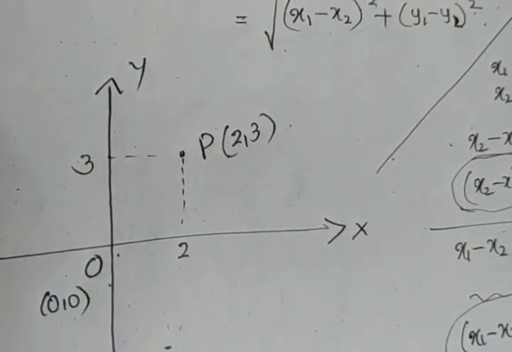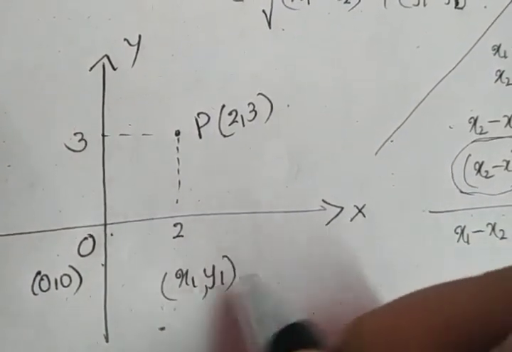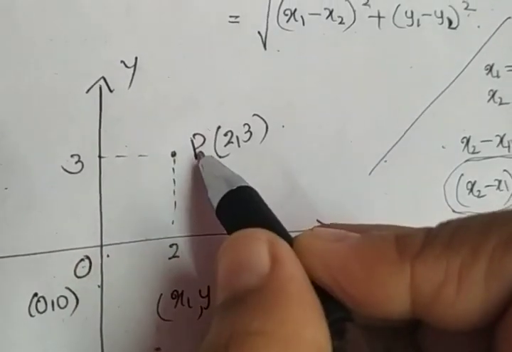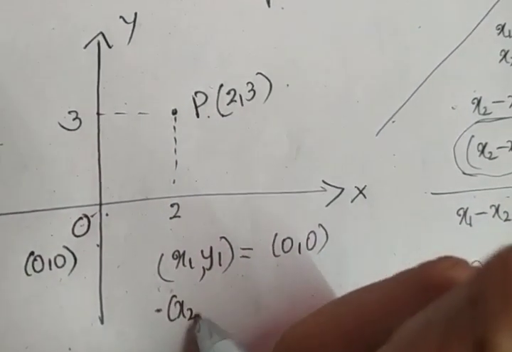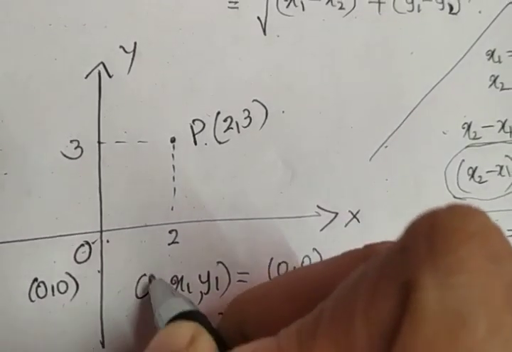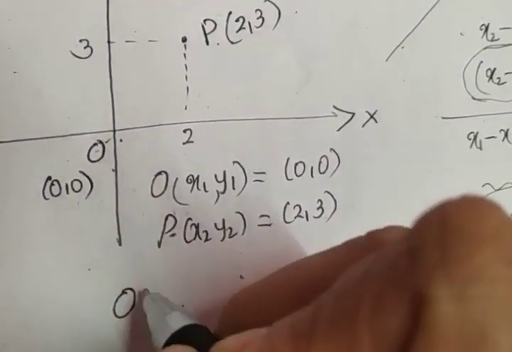Okay, so what is x1, y1? x1, y1 is 0, 0. x1, y1 or x2, y2, we can take one of the coordinates as 0, 0. And we have to find the distance between O and P. So we will take the next coordinate x2, y2 as 2, 3. Okay, this is origin. This is P, the given point. And the question is to find OP.